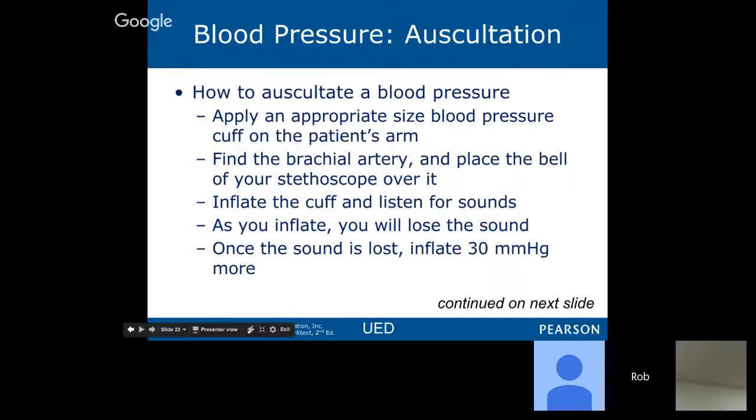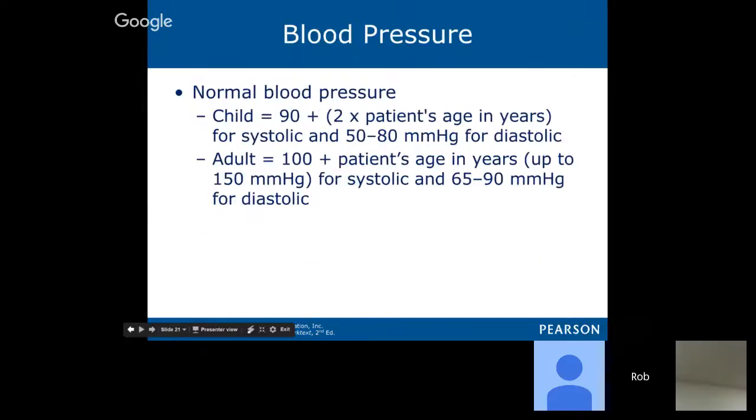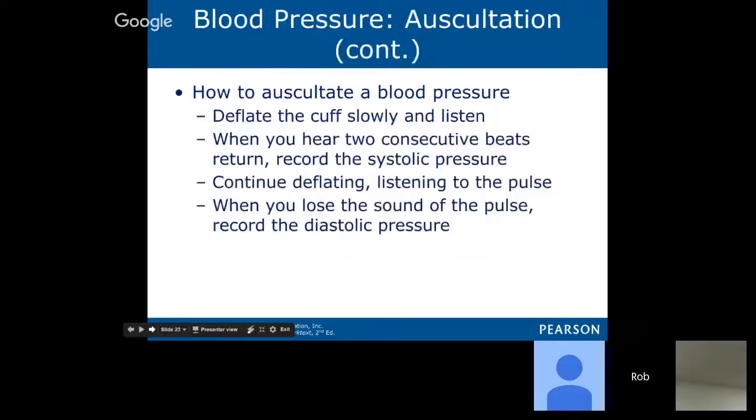But as you inflate, you'll lose the sound. Once the sound is lost, inflate 30 millimeters more. Once you get up there, wait, did I go backwards? Sorry, my bad. Deflate the cuff slowly and listen. When you hear 2 consecutive beats return, record the systolic pressure. Continue deflating, listening to the pulse. When you lose the sound of the pulse, record the diastolic pressure.